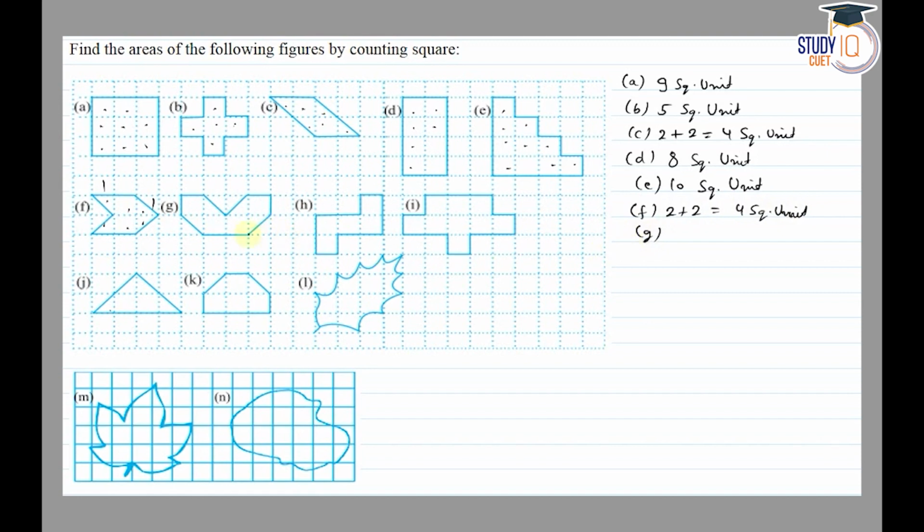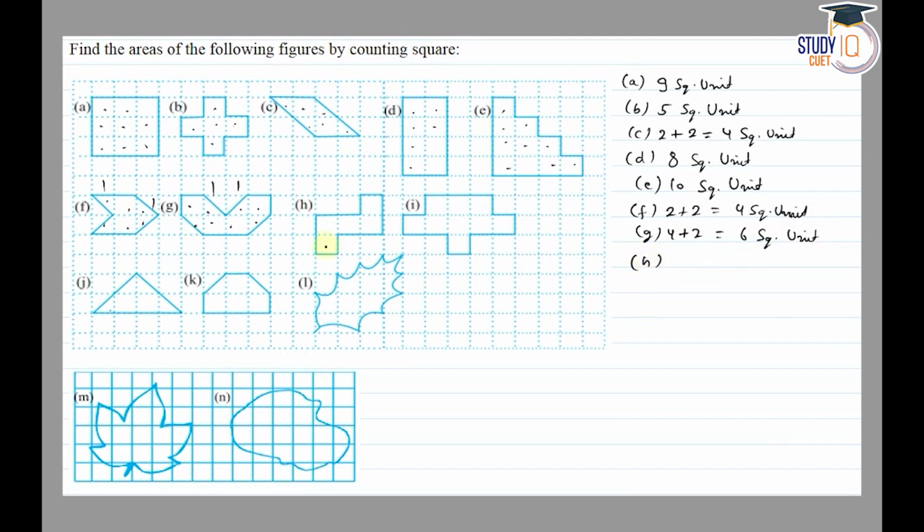Then G. So fully covered देखेंगे firstly 1 2 3 4. So 4 fully covered plus 1 2. So ये हो जाएगा हमारे पास half, 2 half covered is equal to 1, and 1 2. So ये हो जाएगा 1, 1 plus 1 equal to 2. So 4 plus 2 equal to 6 square unit. Area of figure G.